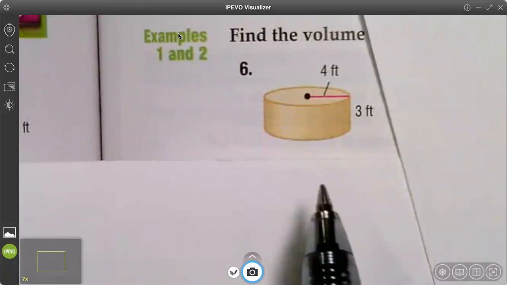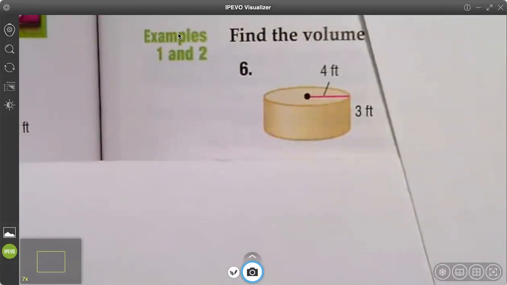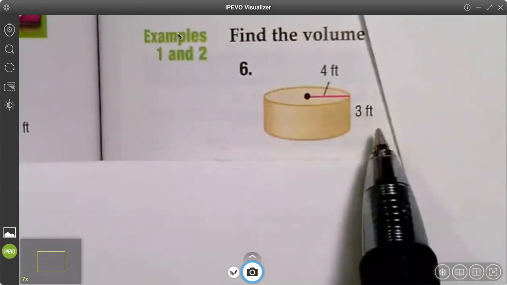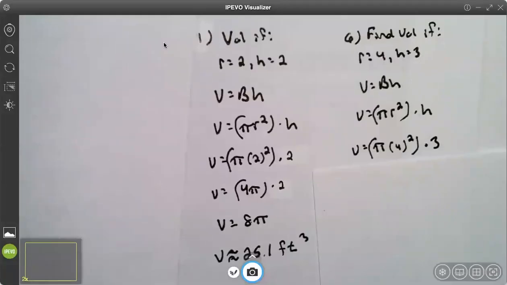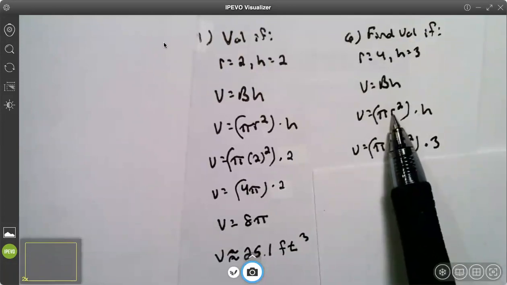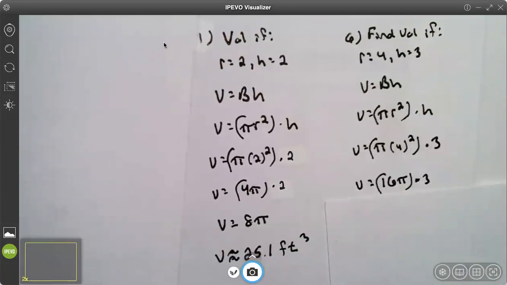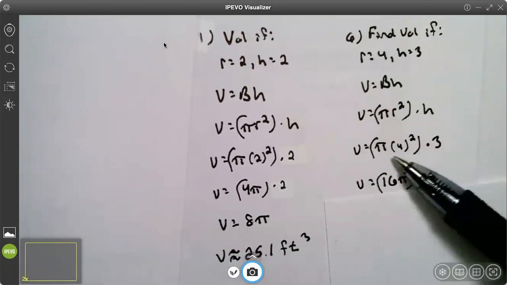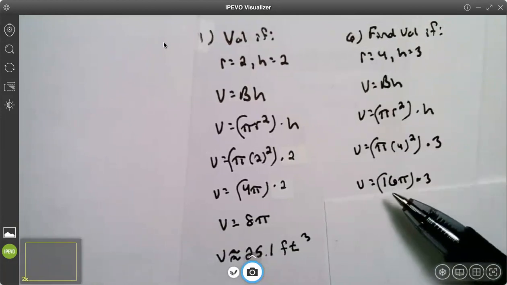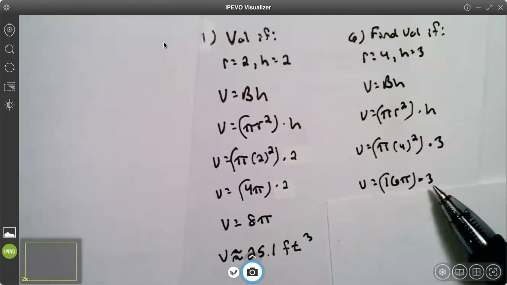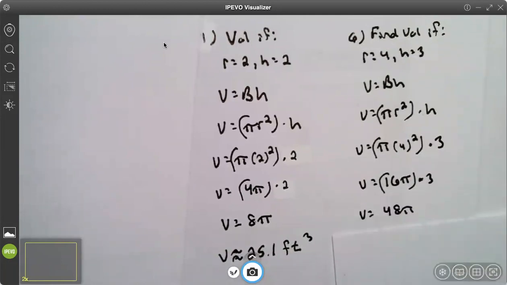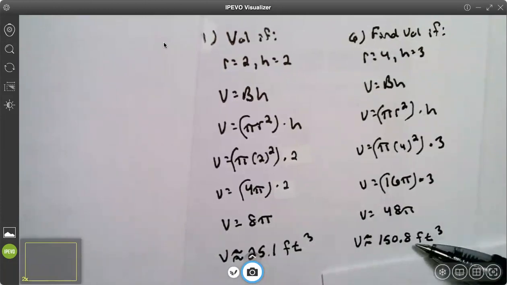Try number 6. Find the volume of that cylinder or circular prism. The radius is 4. The height of the prism is 3. So in the formula, I plug 4 in for the radius, 3 in for the height. You have to square the radius first to get 16. 16 times pi would give me the area of my circle, the area of my base. You can multiply in any order you want. I try to do as much as I can in my head, so 3 times 16 is 48, and 48 times pi is about 150.8 cubic feet. It'll be a little higher if you use the pi button.